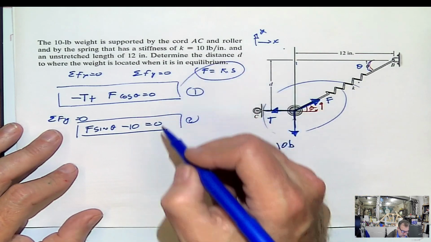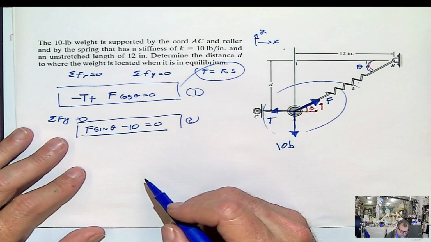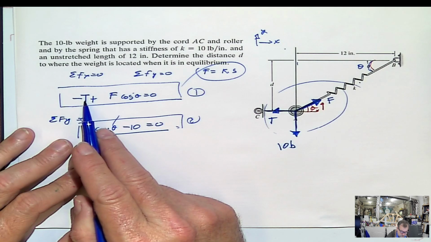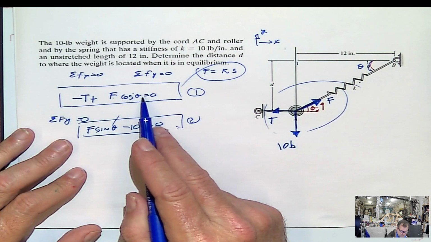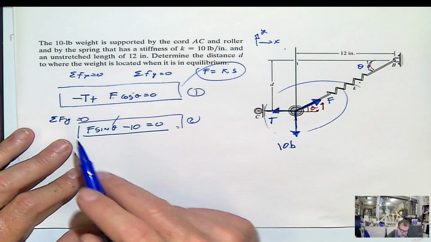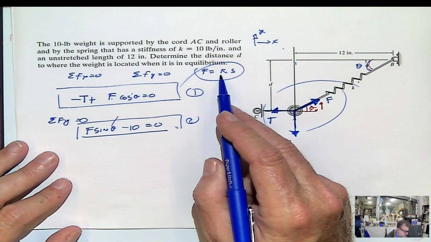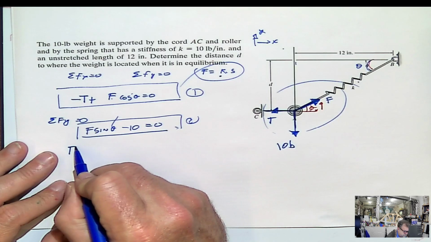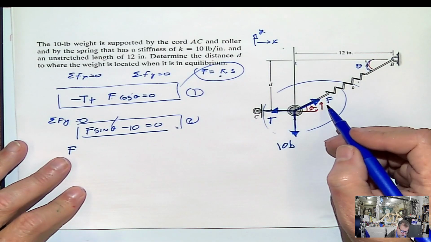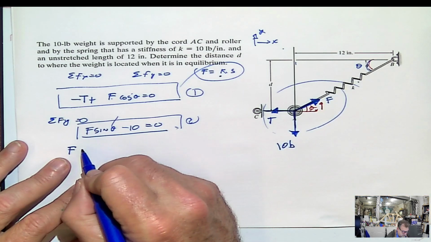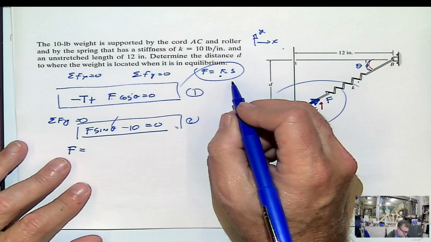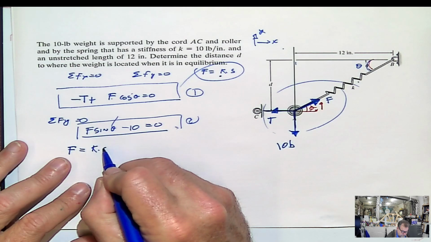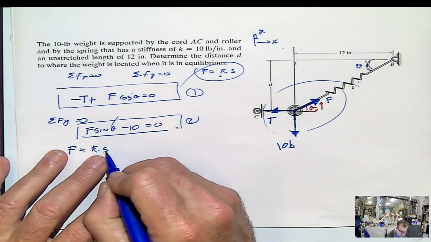But remember, we have this, and we can make use of that. Because if I keep it like that, it's impossible to solve. I need something else. I have 1, 2, 3 unknowns: the angle, the force, and the tension. But once we include this equation, we can say that the force of the spring is going to be equal to k times s, which is the stretching. K I know, and what is the stretching of this?